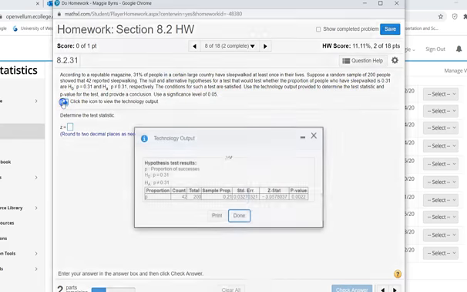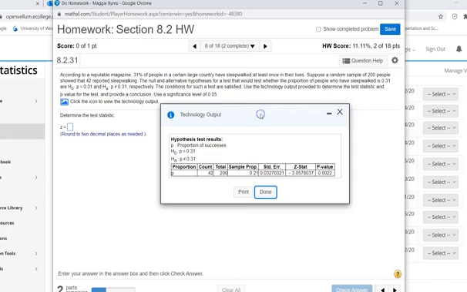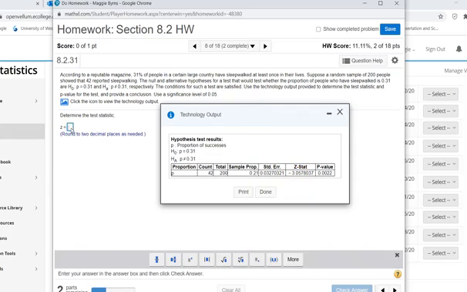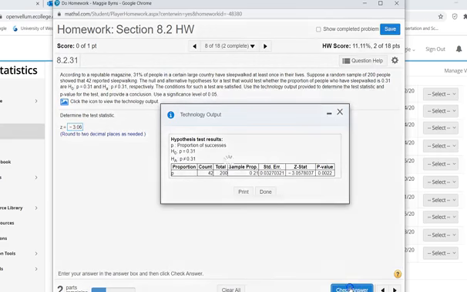Okay, so they actually gave us a picture of StatCrunch. All right, so here it is. So the test statistic is right here. That's your z-score. That's the negative 3.06 number. So let me go ahead and write that. Negative 3.06, because I said 2 decimals.